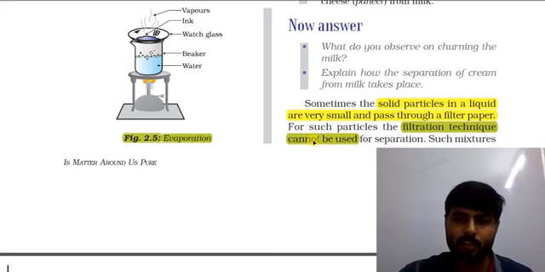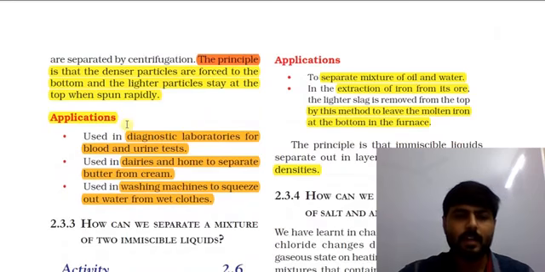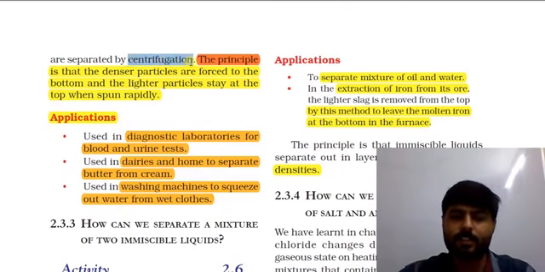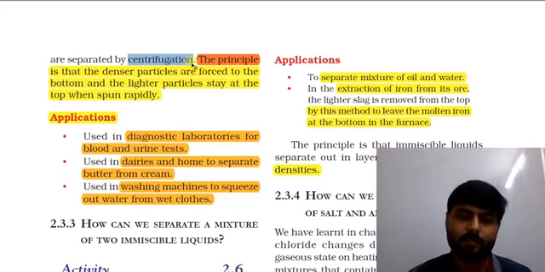So in milk, there are solid particles in liquid. In blood, there are solid particles in liquid. Such mixtures are separated by centrifugation. This kind of mixture, which we cannot separate by filtration, with small solid particles in liquid, we can separate by centrifugation technique. The principle is that denser particles are forced to the bottom and lighter particles stay at the top when spun rapidly.